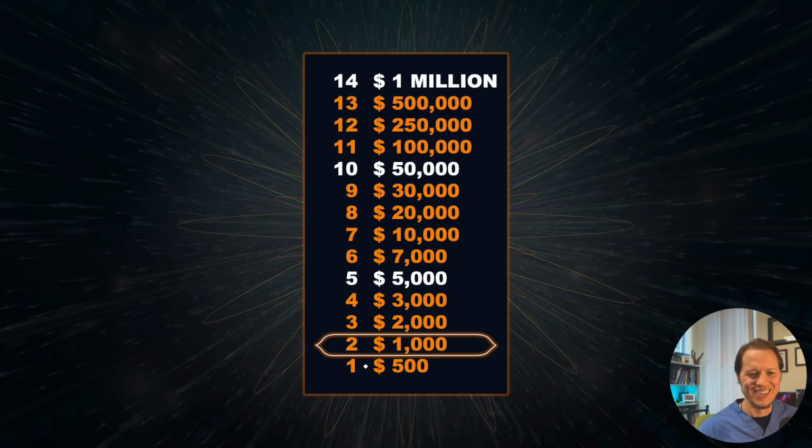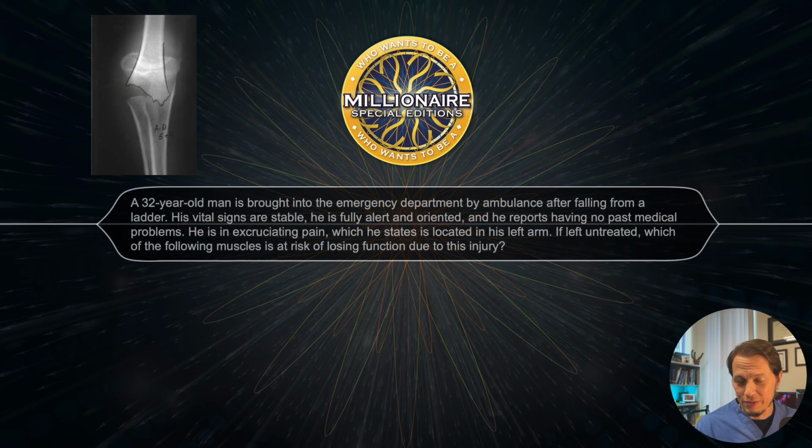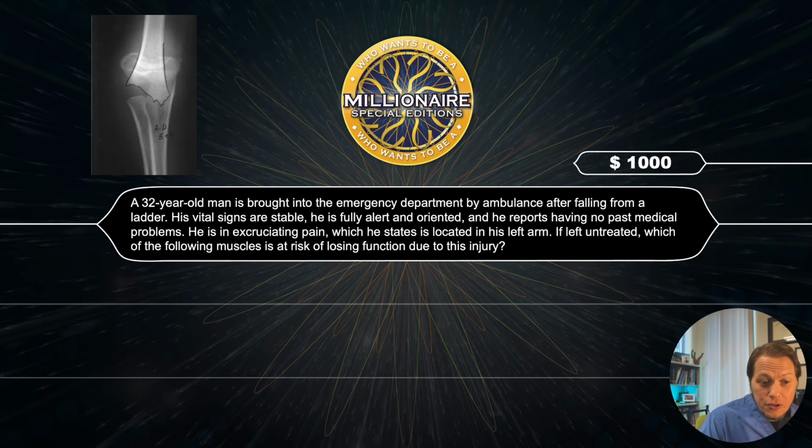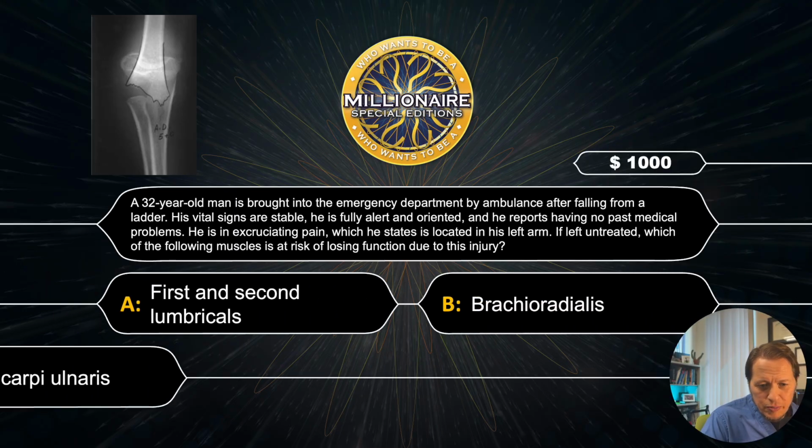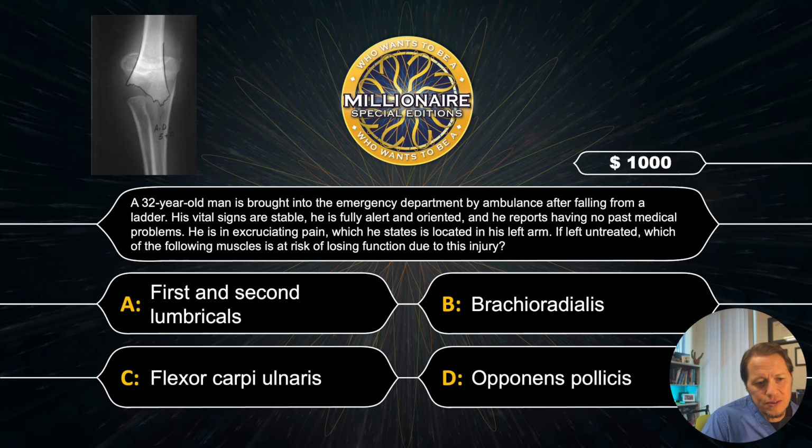All right. So, next question, we have some media here. A 32-year-old man is brought into the emergency department by ambulance after falling from a ladder. His vital signs are stable, he is fully alert and oriented, and he reports having no past medical problems. He is in excruciating pain, as you can probably see from that x-ray, which he states is located in his left arm. If left untreated, which of the following muscles is at risk for losing function due to this specific injury? Give you a moment to review it.